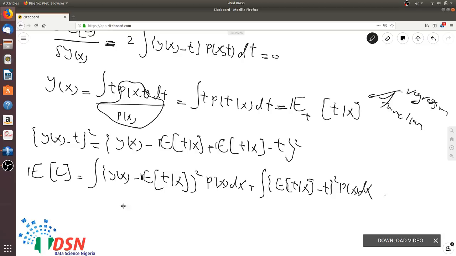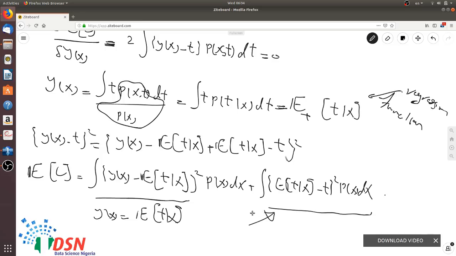If you want to minimize this with respect to y of x, the second term has nothing to do with y of x, so you just need to make y of x equal to the expected value of t given x. We knew that from the previous method, but something interesting is the second term. We could see that as the variance of the distribution of t averaged over x, and it is some kind of noise. As we could see, we cannot reduce that by changing y of x, and because it is independent of y of x, it is irreducible.